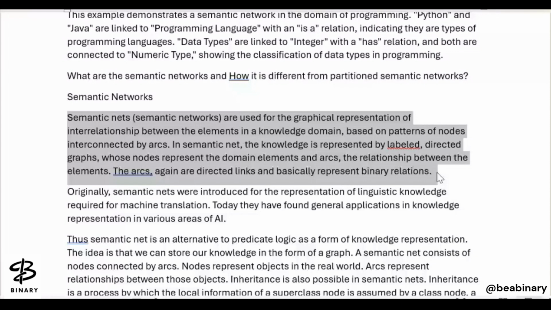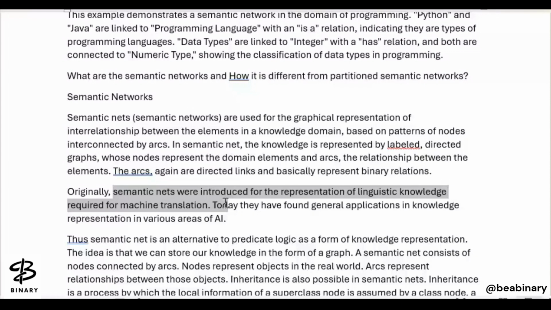Originally, semantic networks were introduced for the representation of linguistic knowledge required for machine translation, and that's why we have discussed the application of semantic networks in natural language processing also. Today they have found general application in knowledge representation in various areas of AI, and we discussed yesterday machine learning and various expert systems as applications of semantic networks. Thus, the semantic network is an alternative to predicate logic.